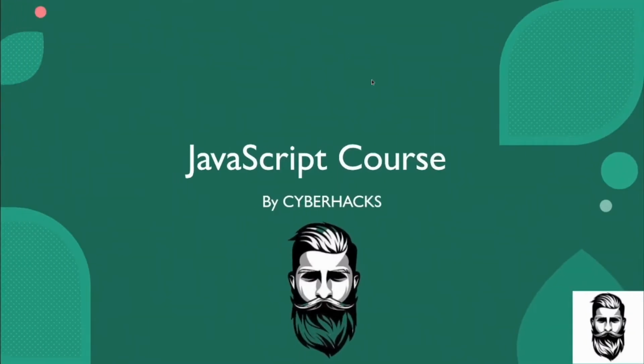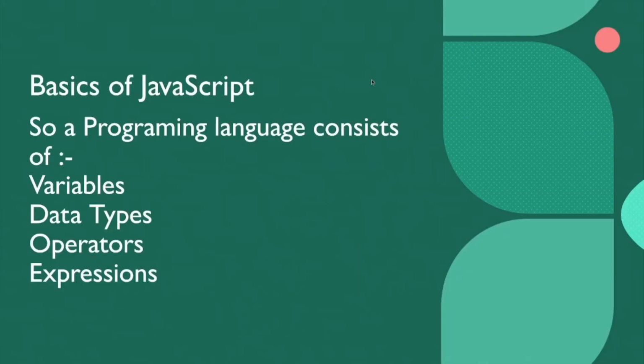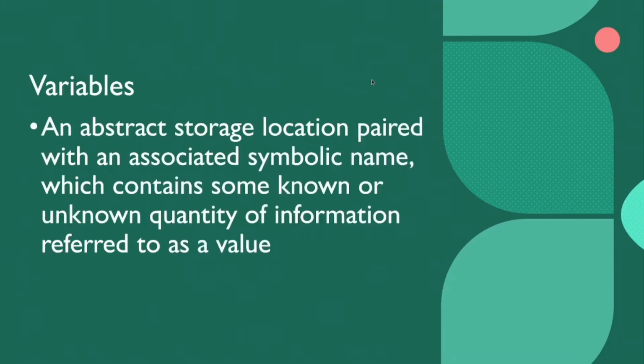Hi guys. As you all know, we have started a new series on JavaScript. So here is the first part of it, in which we will cover its basics. As in all programming languages, JavaScript also consists of variables, data types, operators, and expressions. So let's first start with variables.